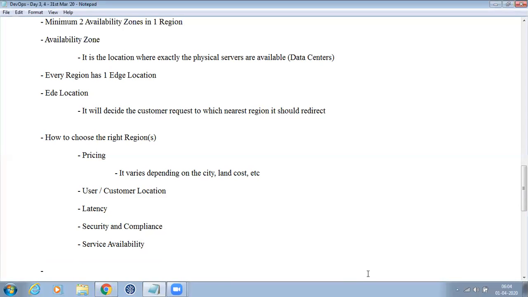So what are the different domains of AWS? Let's understand. Domains of AWS.